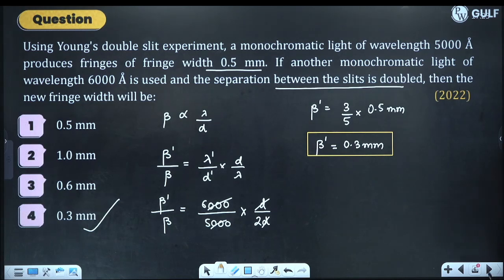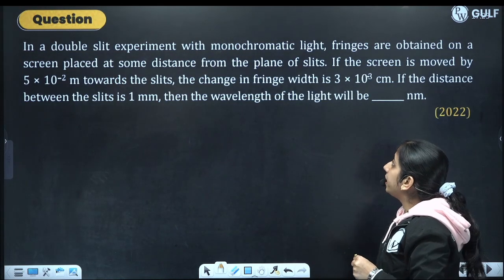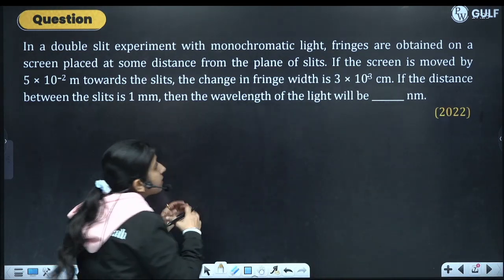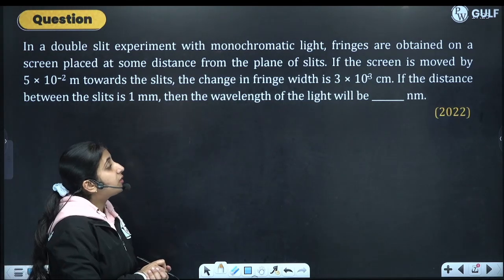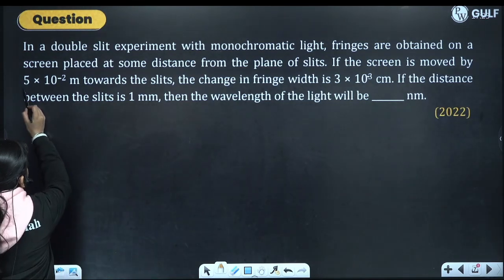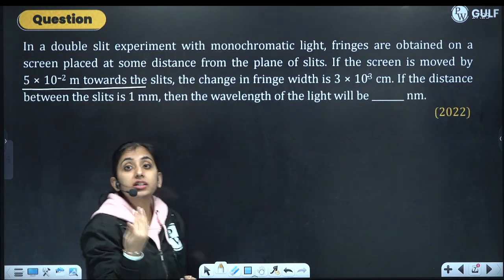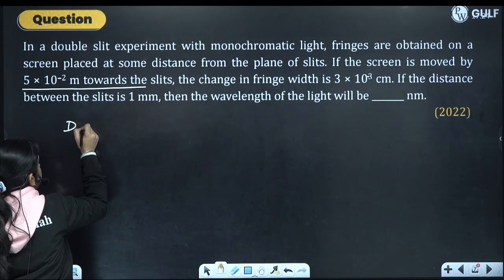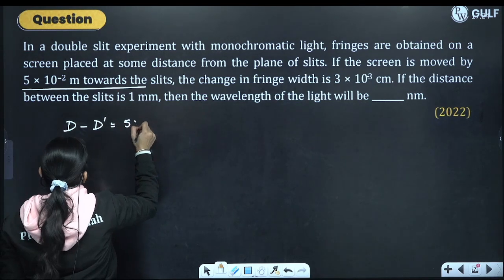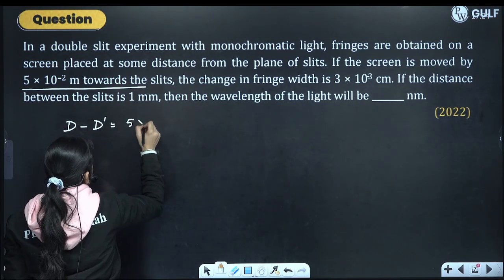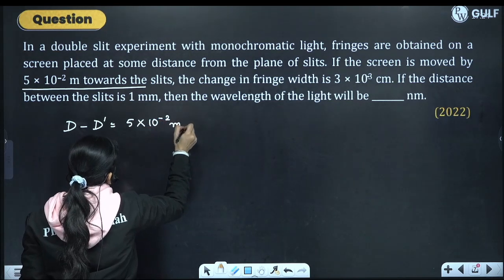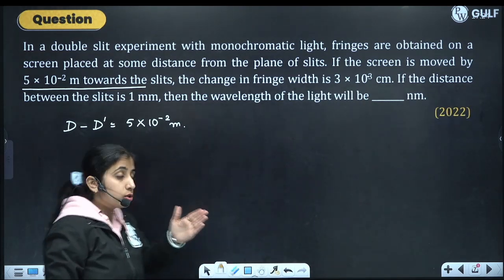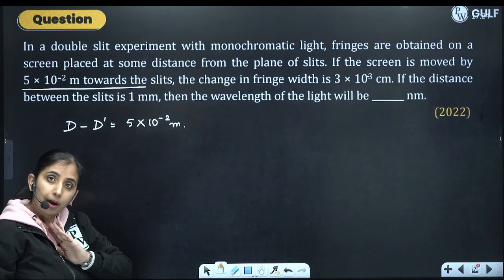Okay, next question is: in a double slit experiment, when monochromatic light fringes are obtained on a screen placed some distance from the plane of slits, the screen is moved by 5 into 10 raised to the power minus 2 meters towards the slit. So the screen is changed by this much distance. So d minus d prime is 5 into 10 raised to the power minus 2 meter. This is the distance by which the screen is moved towards the slits. Now d prime is less.